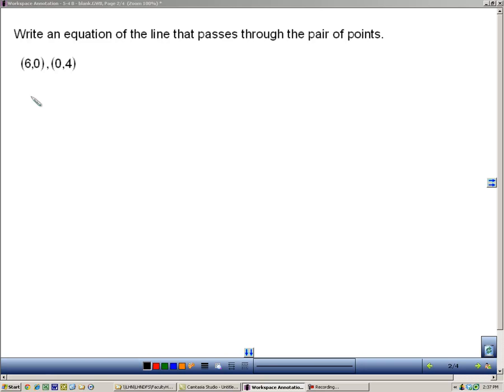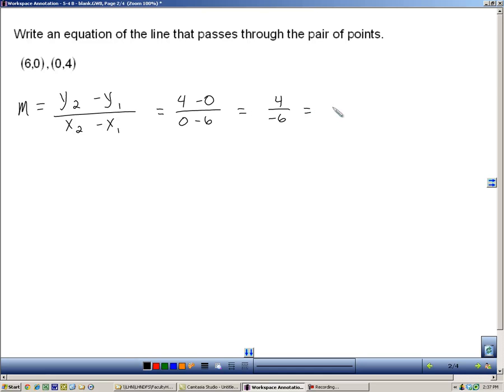Here we're going to write an equation in slope-intercept form. So we need 2 things. We need the slope and the intercept. I am not given either, so we start with the slope formula. And we'll plug in. I'm going to use my y, I'm going to go 4 minus 0. So 4 minus 0 for the y's, which means I have to go 0 minus 6 for the x's. So we get 4 over negative 6, which reduces to negative 2/3. So my slope here is negative 2/3.